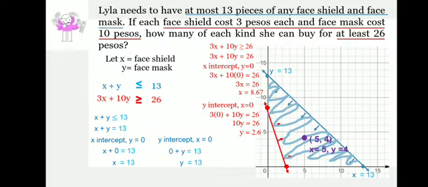Pwede tayong mag-check ng point. Halimbawa, pumili tayo ng isa: 5 kay x, 4 kay y. Gamitin natin ang equation.